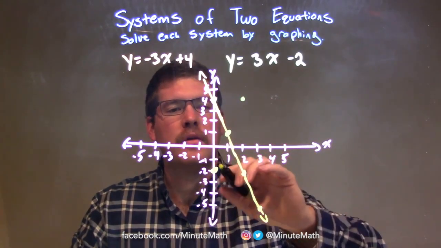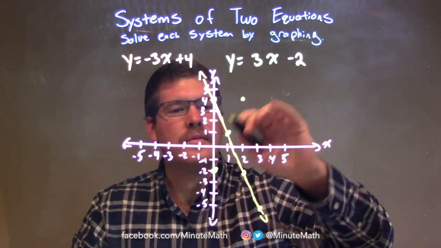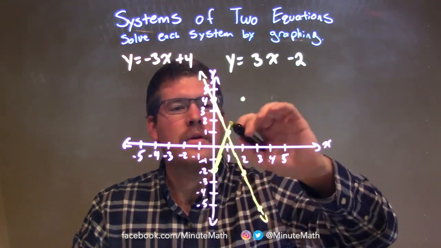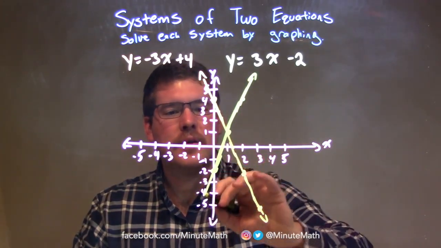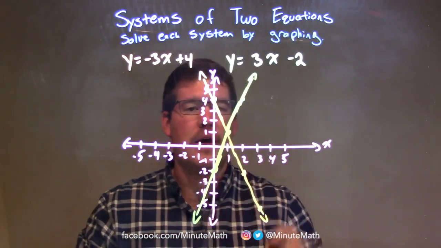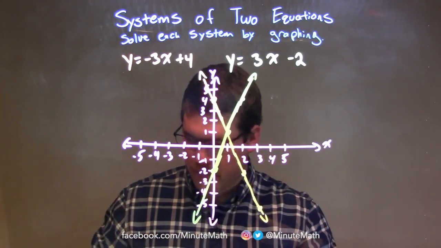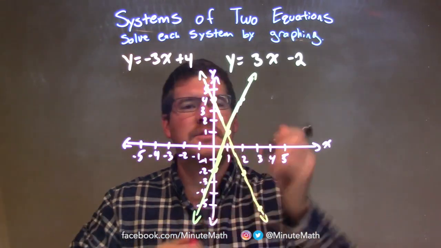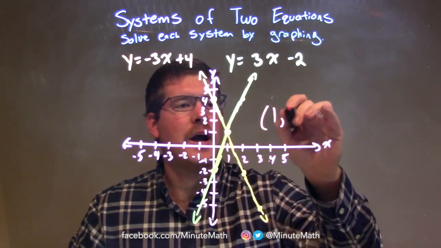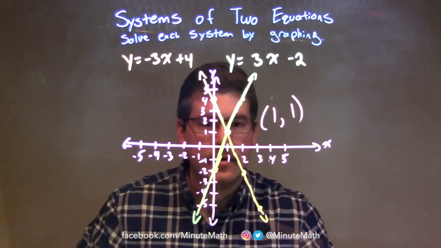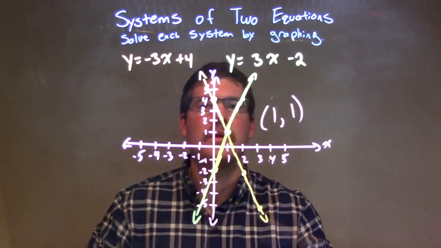That's good enough. So we're going to connect these dots, okay? Make a nice line. Continue down through, and there we have it. We have a point of intersection though. Okay, our point of intersection is right here, right in the middle. And that point is 1, 1. And that is our solution to this problem.